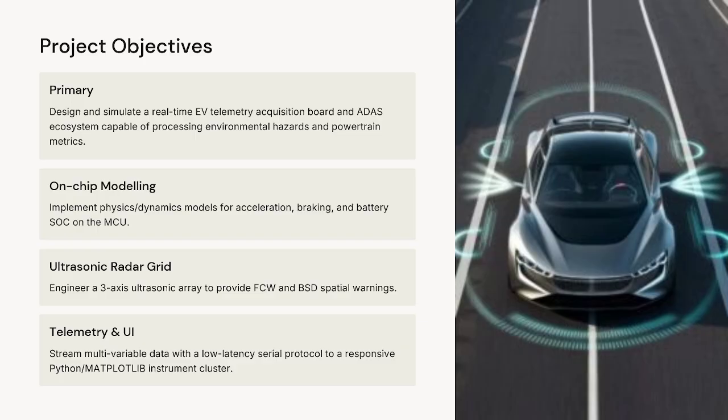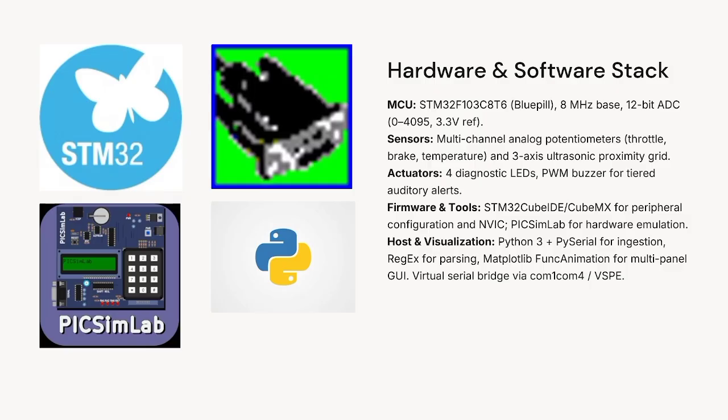Next, the ultrasonic radar grid. Here, we engineered a 3-axis ultrasonic array to provide front collision warning and blind spot detection warning. And finally, the telemetry and UI: it streams multi-variable data with a low latency serial protocol to a responsive Python Matplotlib instrument cluster.